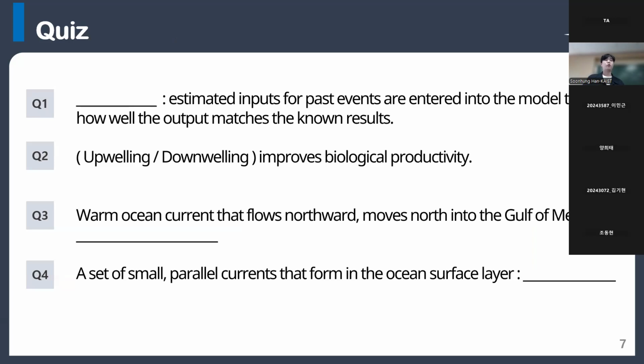There are 4 questions. I hope you're volunteers. And here's one: estimated input for past events is entered into the model to see how well the output matches the known results.